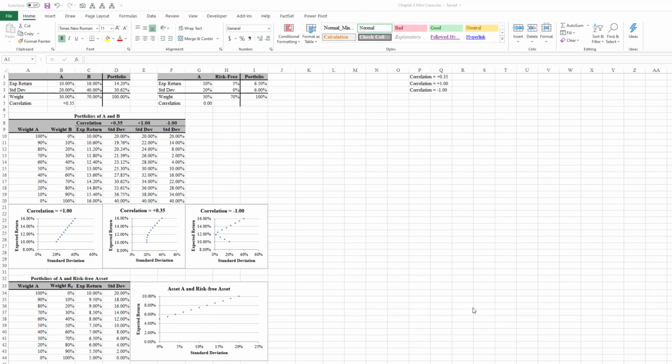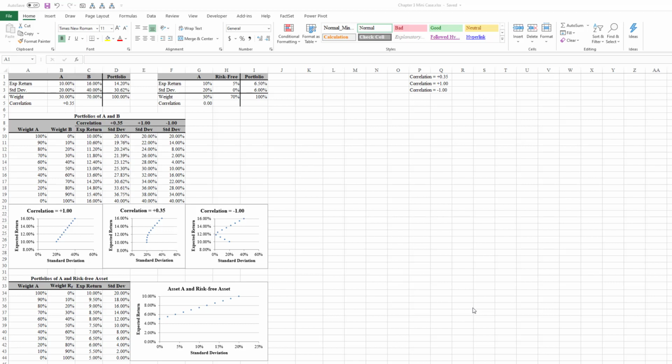Now, let me point out something that's important, because you notice that that 30.62 is kind of in between the standard deviation of A and B. So first of all, whenever you combine two securities together or more, you don't always end up with something that's less risky than all of the securities in the portfolio. Sometimes you do, sometimes you don't. To a large degree, that depends on two things: the weights that you choose and the correlation between the securities, or if you have more than two, the average correlation between the securities.